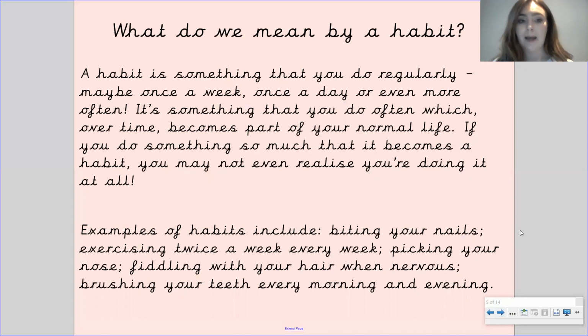So what do we mean by a habit? A habit is something that you do regularly, maybe once a week, once a day, or even more often. It's something that you do often, which over time becomes part of your normal life. If you do something so much that it becomes a habit, you may not even realize you're doing it at all. Examples of habits include biting your nails, exercising twice a week every week, picking your nose, fiddling with your hair when nervous, brushing your teeth every morning and evening. So this is what we mean by a habit.